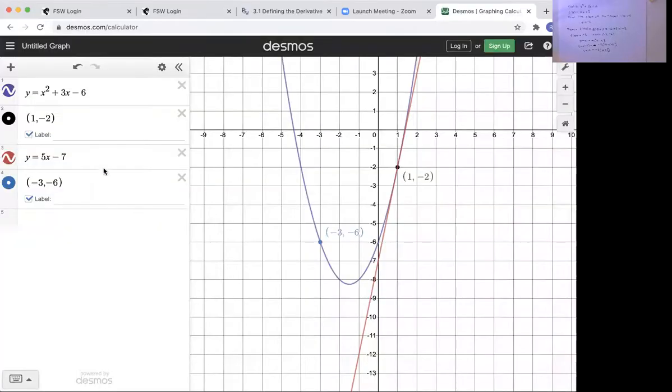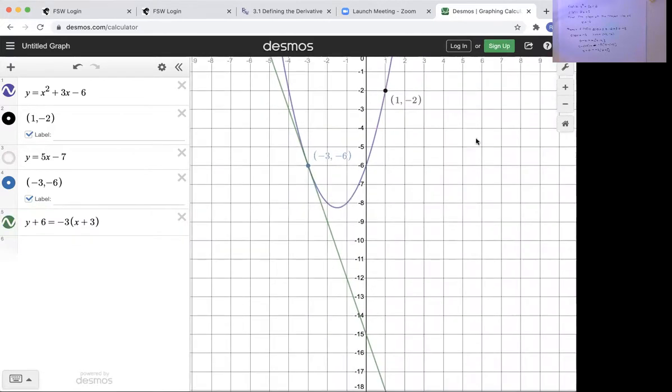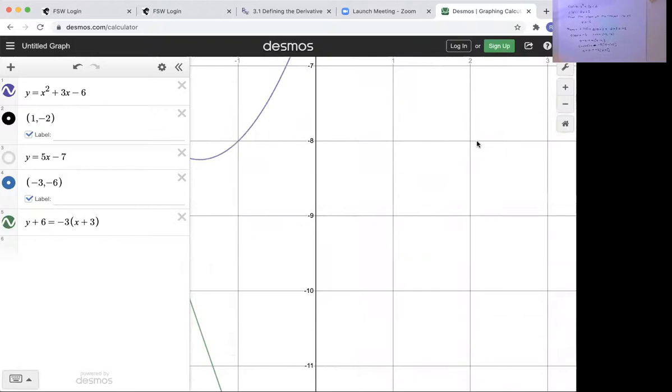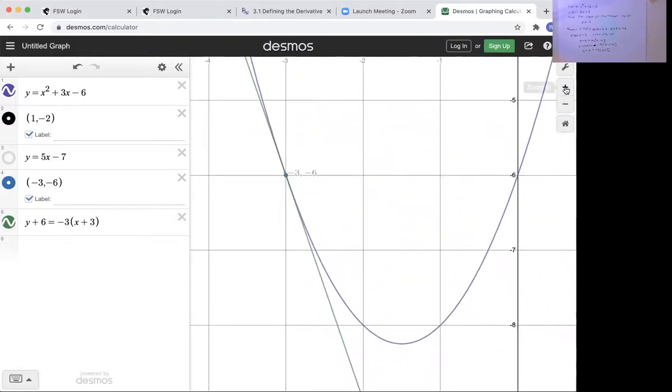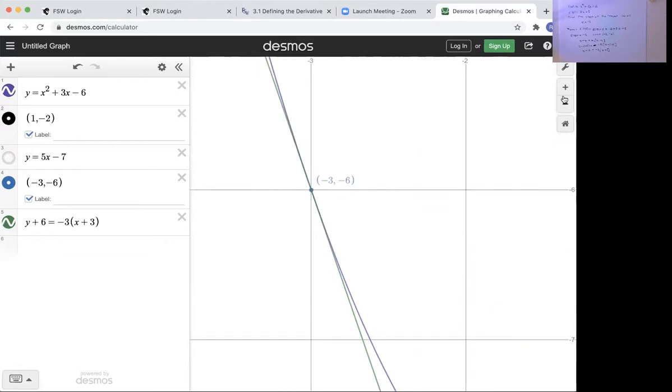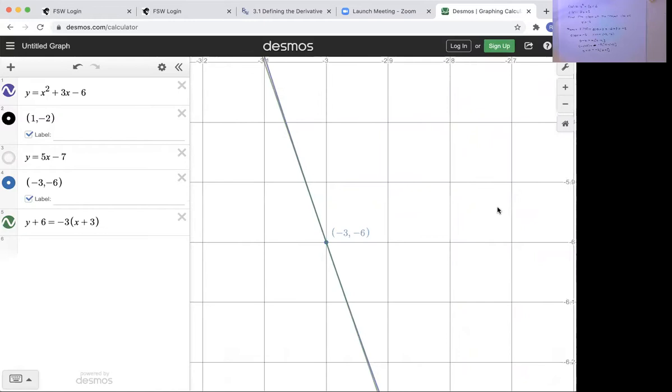Going back to Desmos, we will turn off the other tangent line, and we're at this point, -3, -6, and I'm going to try to graph y plus 6 equals -3 times x plus 3. And how does that green line look? If I zoom in on that, do you see that that's a good approximation for the function? The function in green seems to match the function in blue. You zoom in close enough, they are basically indistinguishable.